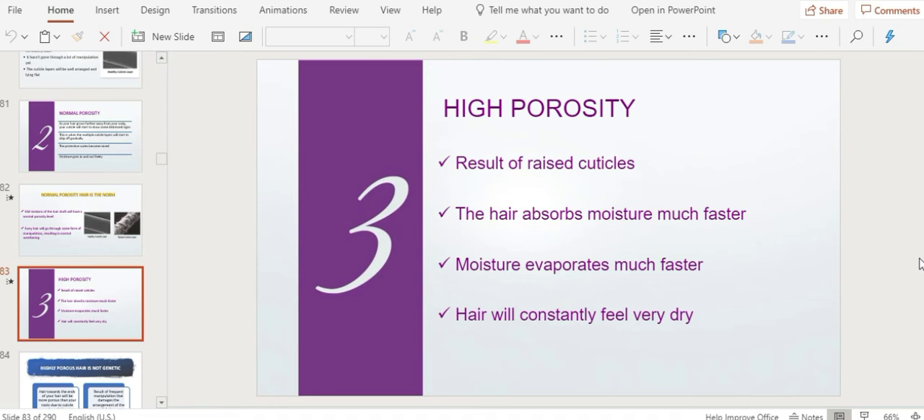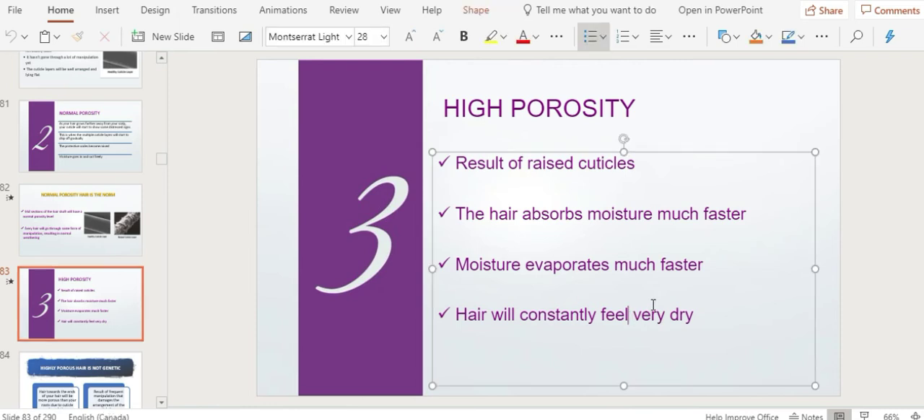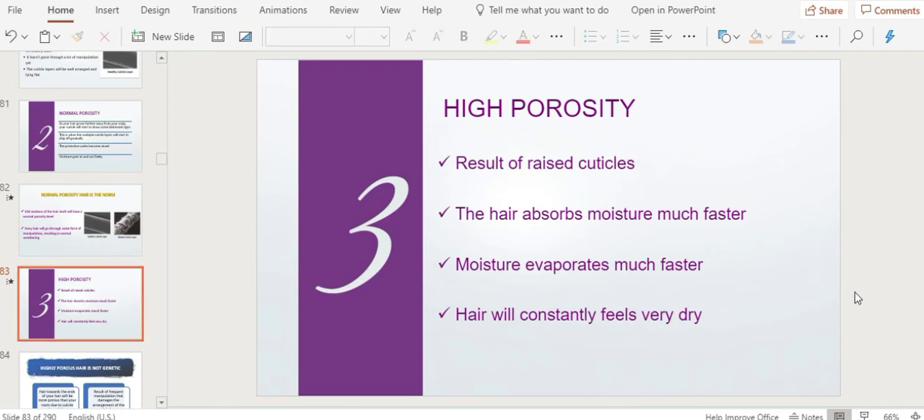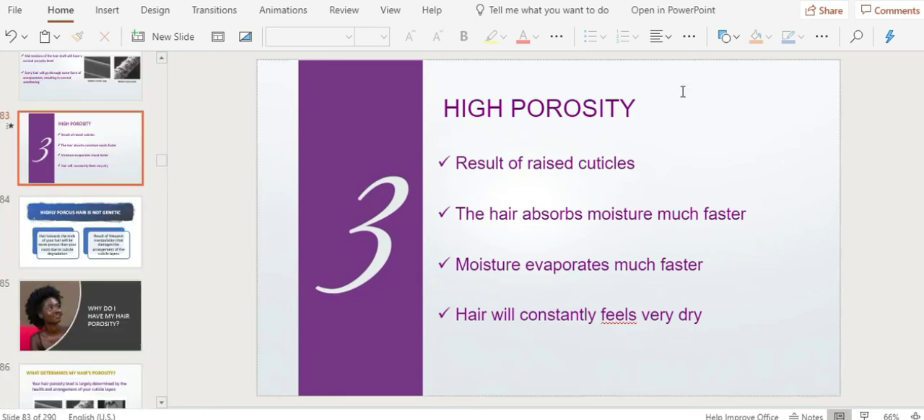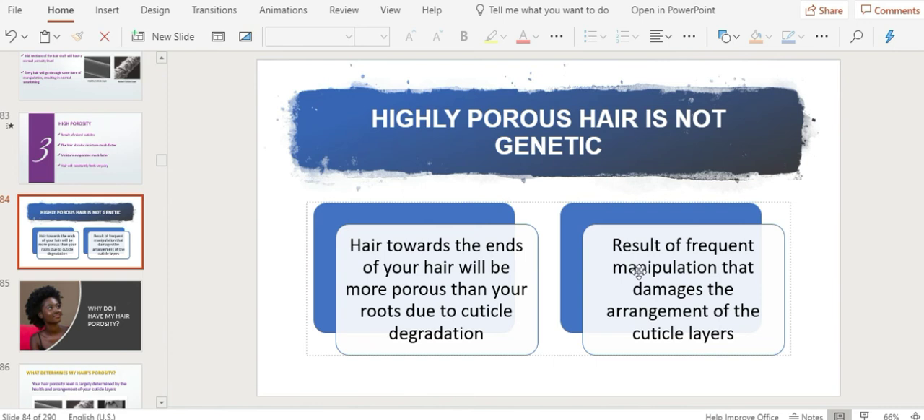So you can wash your hair, deep condition, everything, and then within 2 hours your hair feels dry again. Trust me, I've been there. I know how frustrating it is. And that's when you have problems with high porosity hair, and I just explained that it's because your porosity levels are raised. So high porosity hair is not genetic, because I've had people tell me, okay, this is my hair type, I have high porosity hair. High porosity isn't a hair type.